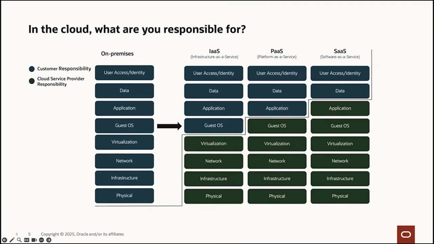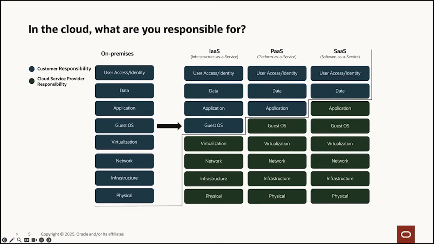And there's different levels of service offerings. So on the left-hand side, you have an on-premise deployment. You'll be responsible for everything from user access and identity down to the physical hardware, the infrastructure, the data center, the cooling, the power, everything that comes with running your workload.